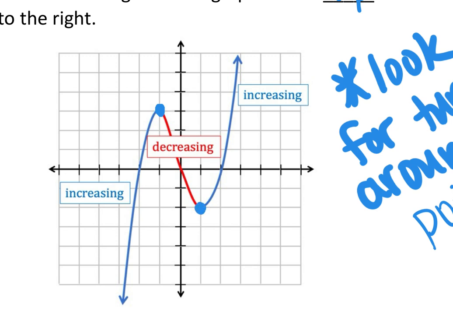So when we're describing where it's increasing and where it's decreasing, we're going to be using the x values of these turnaround points. So this point has an x value of -1.